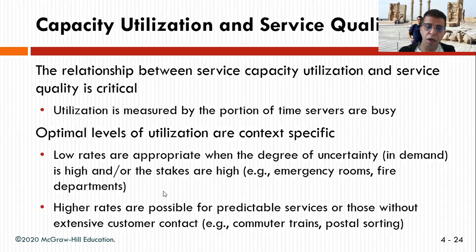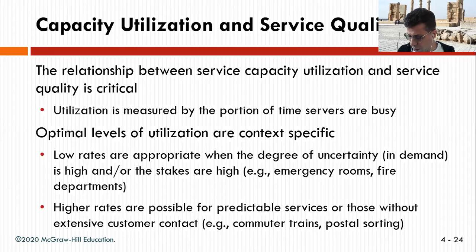So, in other words, the relationship between service capacity utilization and service quality is critical. Utilization is measured by the portion of time servers are busy. How busy are these people who are providing the service? What's their percentage of being busy? The optimal level of utilization is context specific.